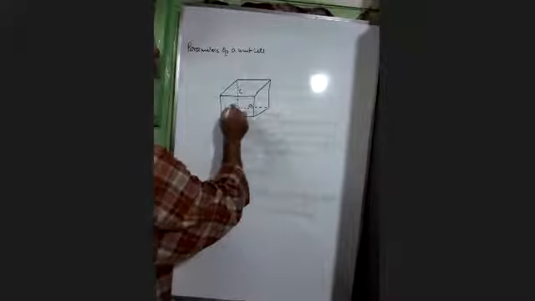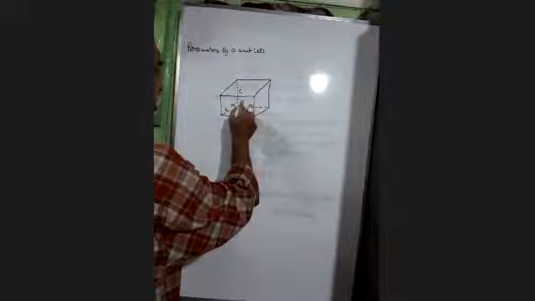Now about the angles. So angles are also fixed. Now you put it here, alpha. This is beta. And this is gamma.